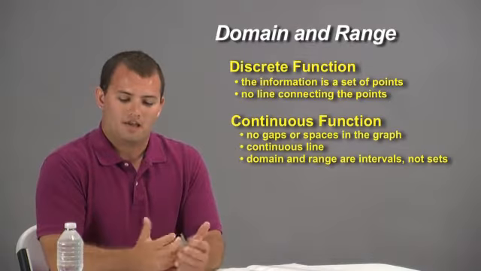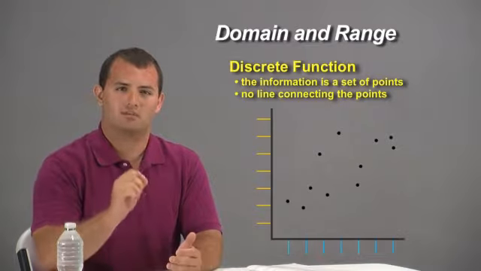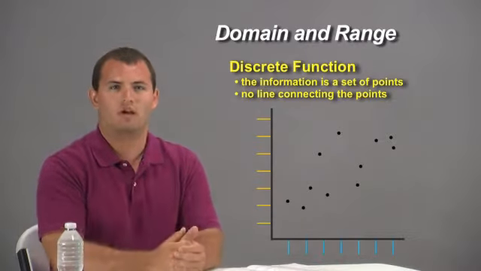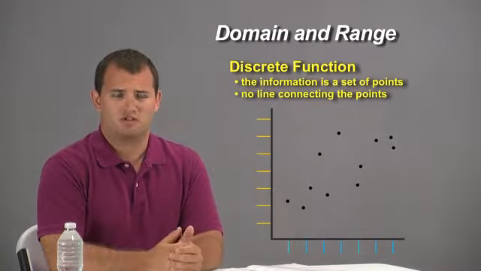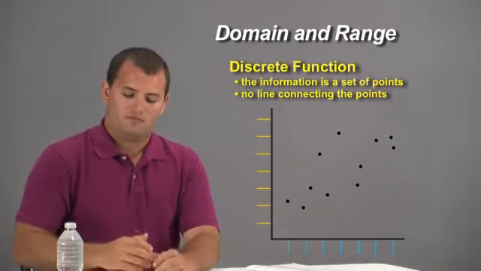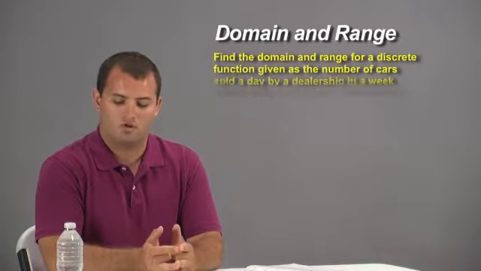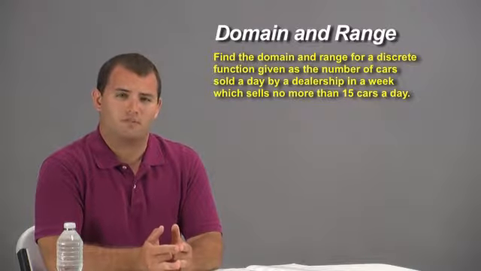Okay? And here's a graph of the discrete function. Notice on the information it's dots, it's points, it's just randomly put on there. It's possible to put a function to this graph, however, it's unlikely that we can. Okay? Now, let's look at the domain and range of a function for the number of cars sold by a car dealership in a week.